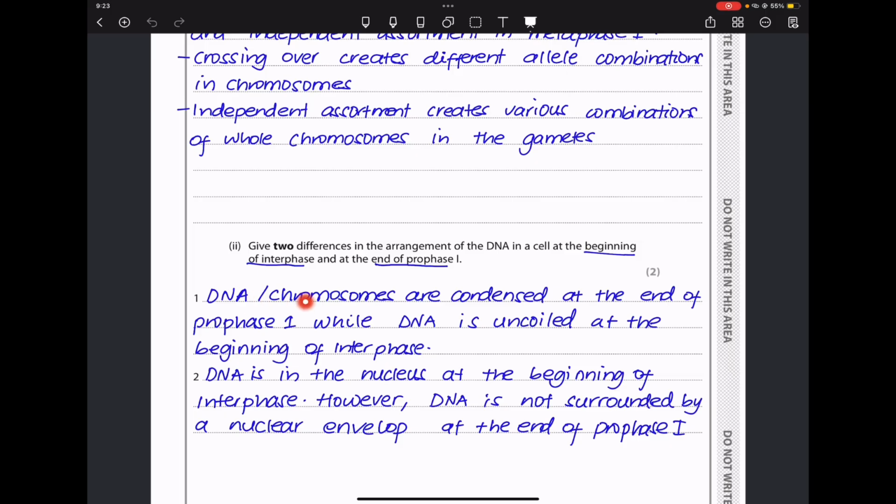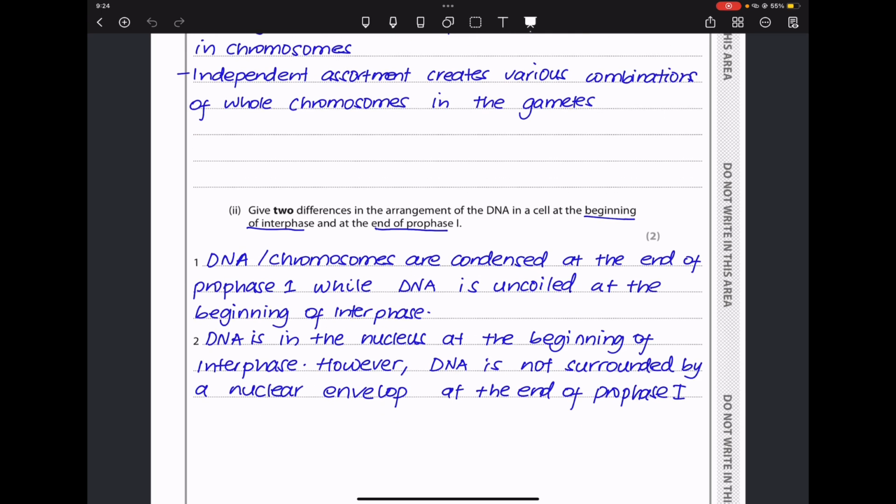So I say DNA or chromosomes are condensed at the end of prophase 1, while DNA is uncoiled at the beginning of interphase, and then DNA is in the nucleus at the beginning of interphase, or I could say it's surrounded by a nuclear envelope. However, DNA is not surrounded by a nuclear envelope at the end of prophase 1.